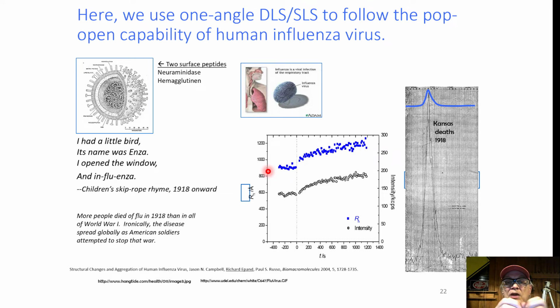So you could imagine something like a little ball that pops open and exposes a bunch of Velcro, and then as it diffuses around, the Velcro attaches to the other particles. So that's kind of what happens there. DLS is a really good way to follow that kind of experiment.